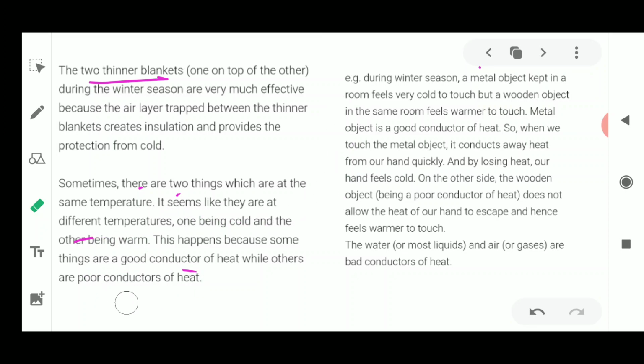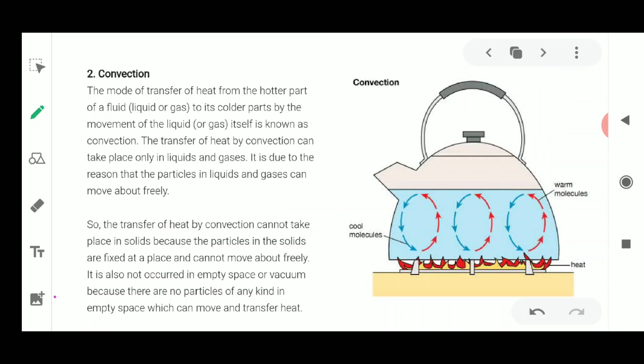These are some examples from which you could understand the various applications of good and bad conductors of heat. And please remember that water and air both are bad conductors of heat. Okay, the next topic is about convection. Now we'll talk about the second way of transference of heat, that is convection.